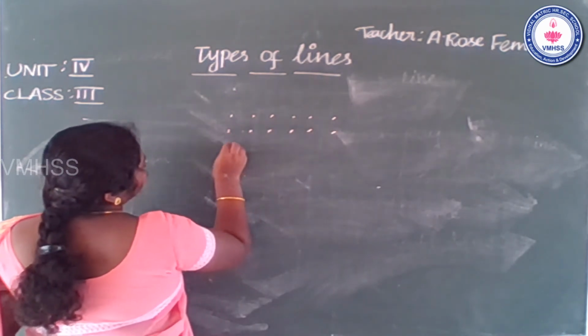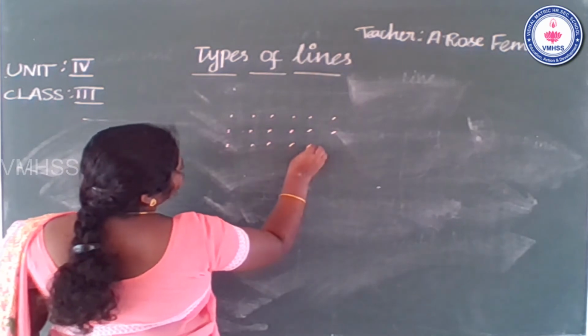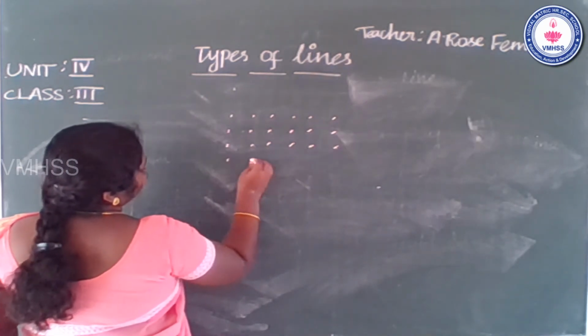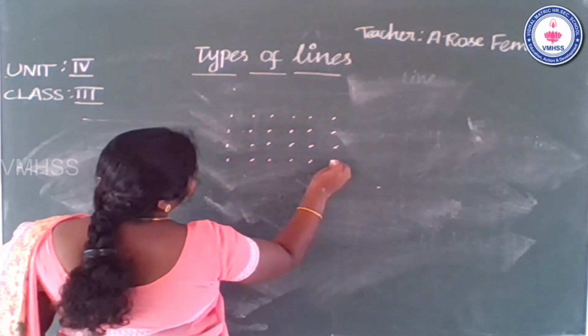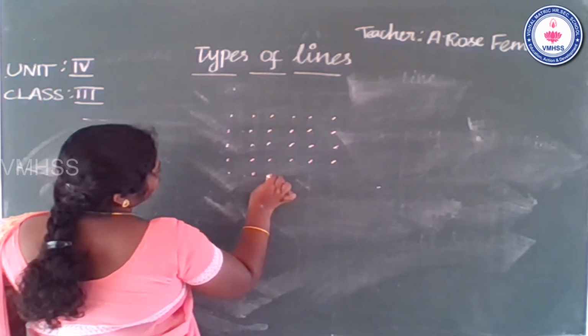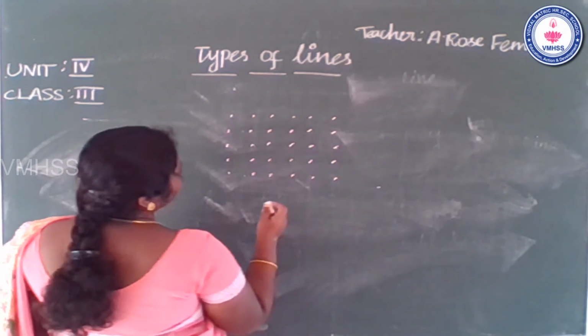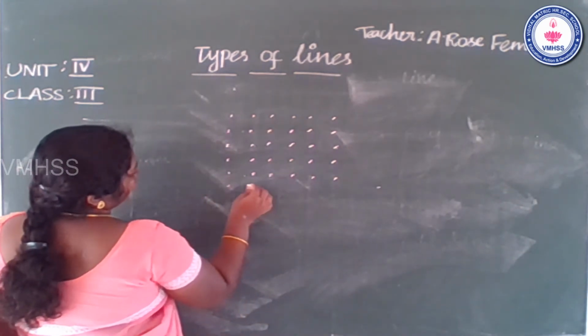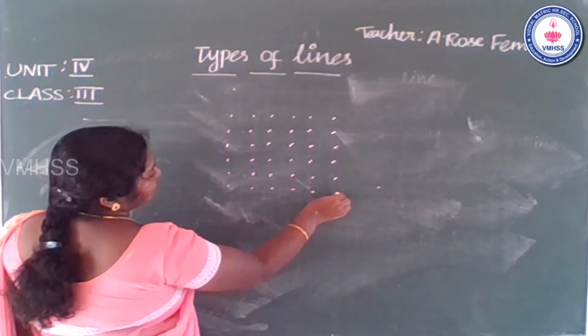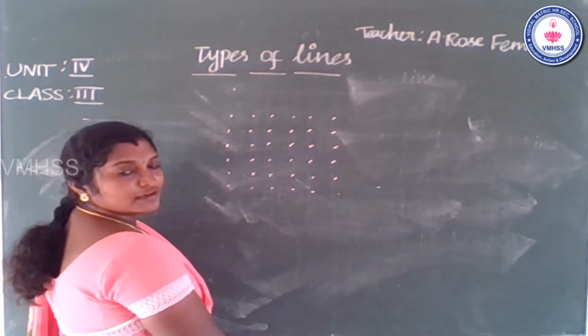Count the dots: 1, 2, 3, 4, 5, 6. 1, 2, 3, 4, 5, 6. 1, 2, 3, 4, 5, 6.